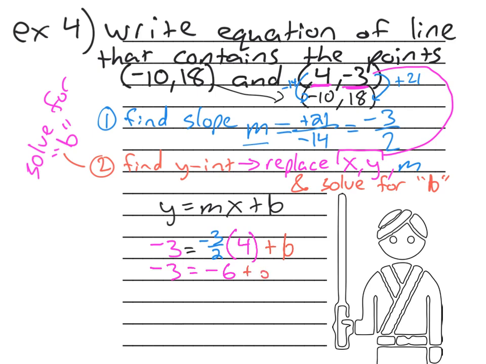And then now we have one step to get rid of the number next to b. What we're going to do? We're going to add 6 to both sides. Add 6 to both sides. That would give us +3 equals b. Or, a better way to look at it, b equals 3.